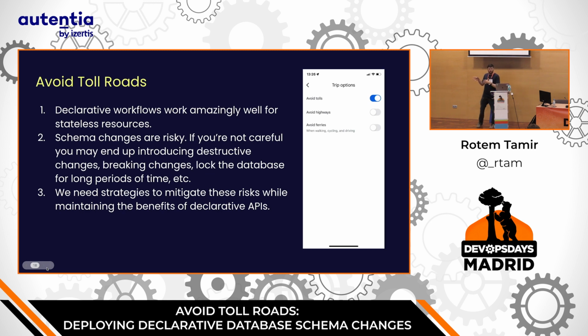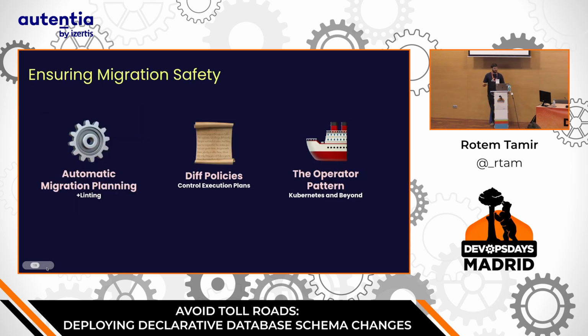Because schema changes are risky, if you're not careful, you can end up introducing destructive changes, deleting data, breaking changes, breaking the contract between your application and your database. In Postgres, you can lock your database for long periods of time if you don't know what you're doing. So we need strategies to mitigate this risk while maintaining the benefits. I will show 3 of them today and kind of introduce you to Atlas along the way.